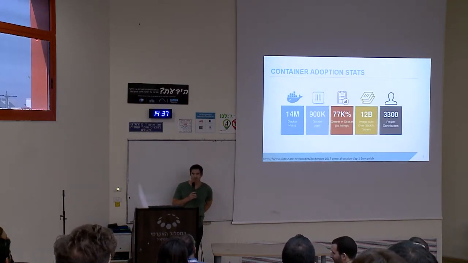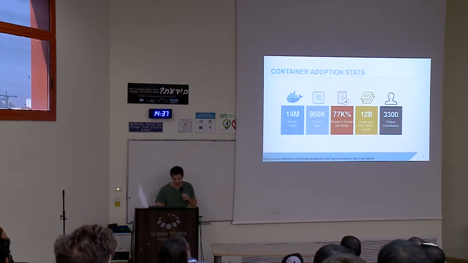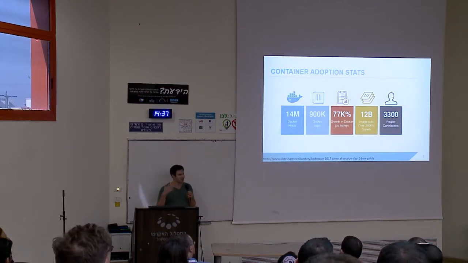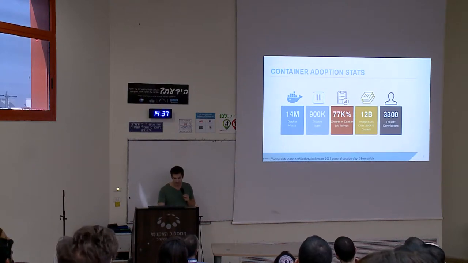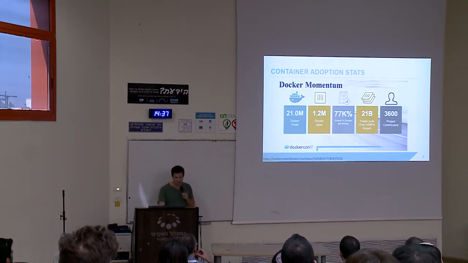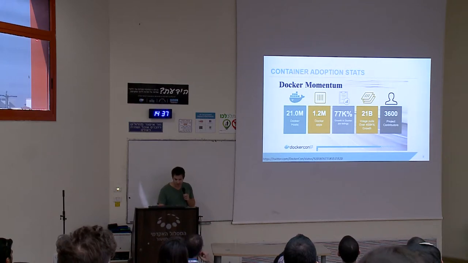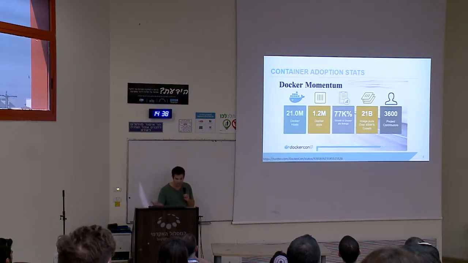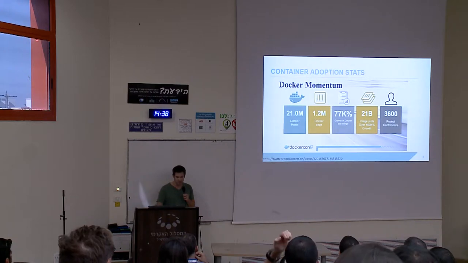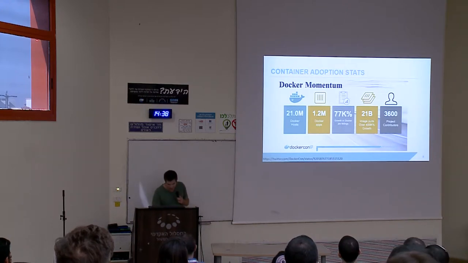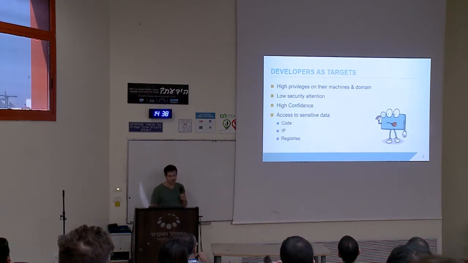So how big is this thing? I'm a little bit surprised to see so many people know about containers. These are stats from DockerCon from the beginning of the year. Again, Docker is currently the biggest container engine. And these are from yesterday, tweeted from DockerCon, showing how much the Docker movement grew in less than a year. We see pretty big numbers: 40 million different hosts connecting to the Docker Hub and pulling stuff, 1.2 million applications, over 21 billion image pulls. So there's a pretty big community of developers writing and running containers.